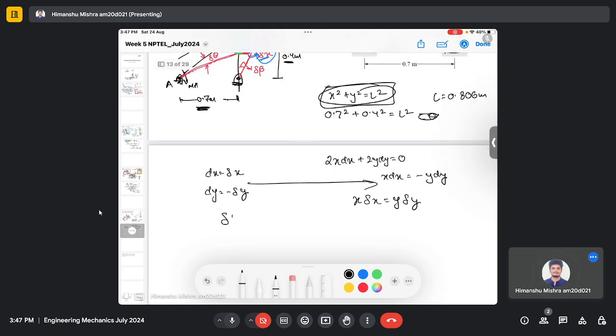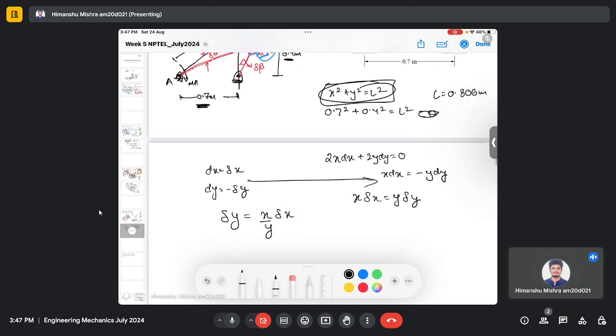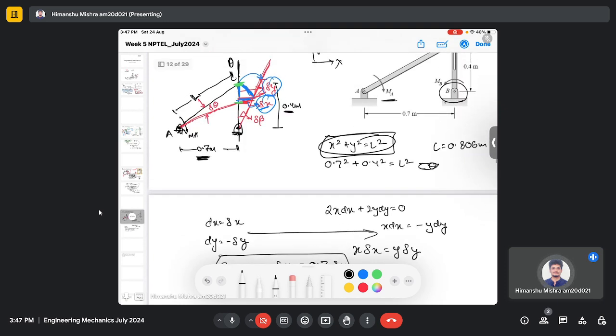So I will have del y equals x by y del x. We already know x and y, which is 0.7 and 0.4. So it's 0.7 by 0.4 delta x. So this is the expression of del y. So this virtual displacement is del x, right?